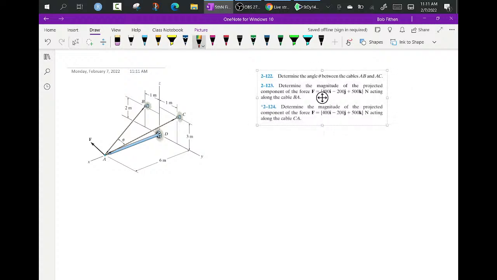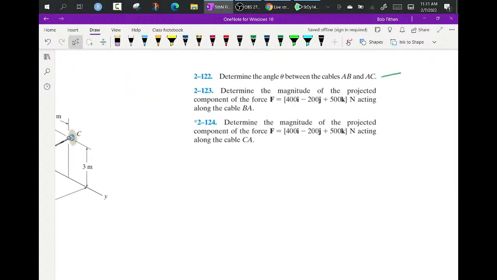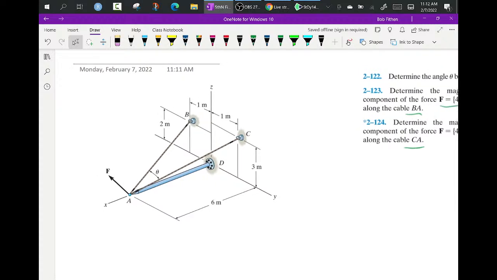First thing he says is determine the angles between AB and AC. Second thing he says, determine the magnitude of the projected force component of that force acting on the cable, and then he wants to know the same acting on the other cable. So first thing I'm going to have to do is find some vectors here. Luckily he gave us our coordinate system. If he didn't, we could use our own choices to find that. I'll start with this one.